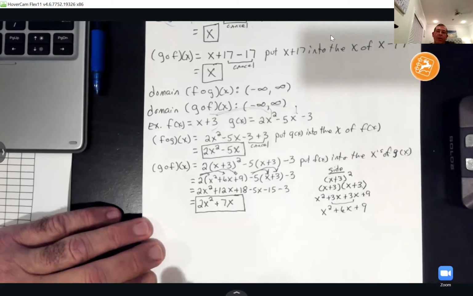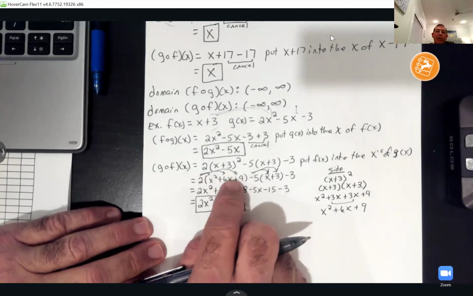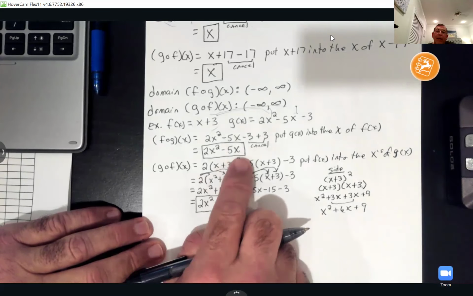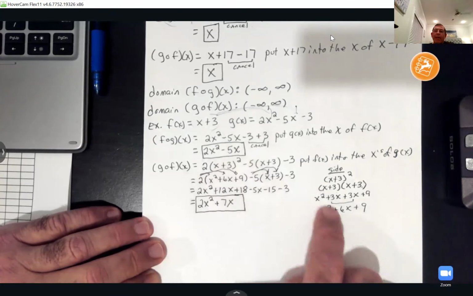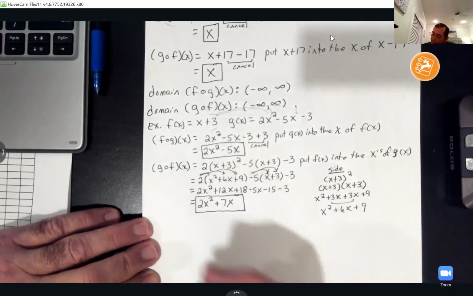Okay, y'all, I'm going to tell you this number 5 for y'all is going to be tricky because you're going to have a binomial that you got to square. So make sure you foil that on the side and then put it in, okay?